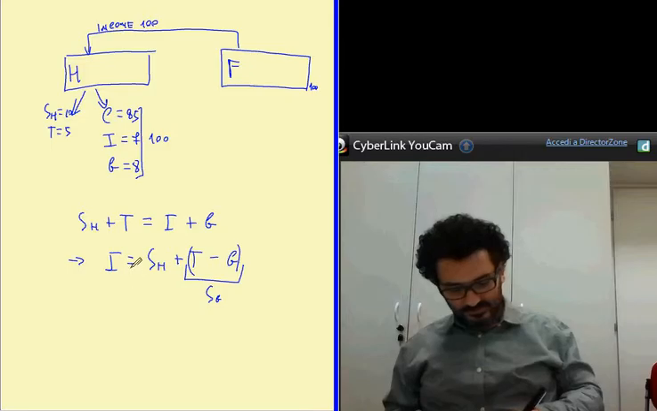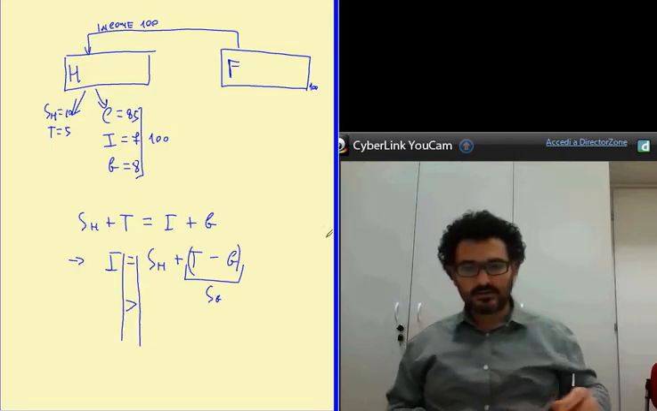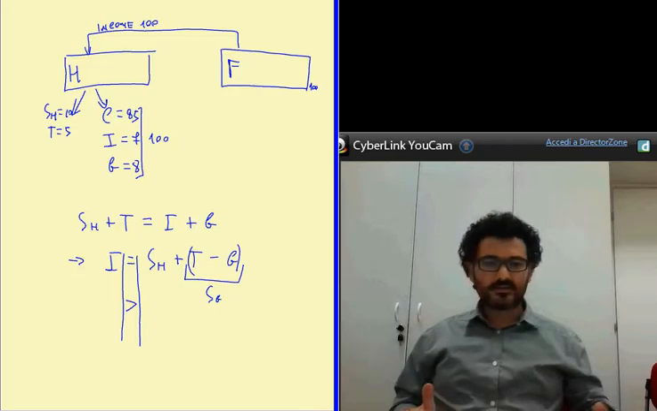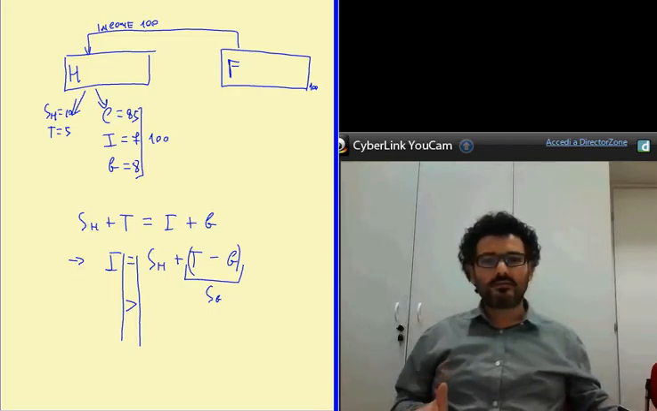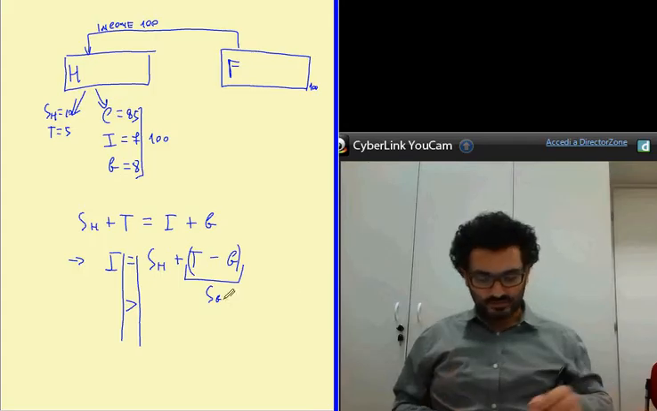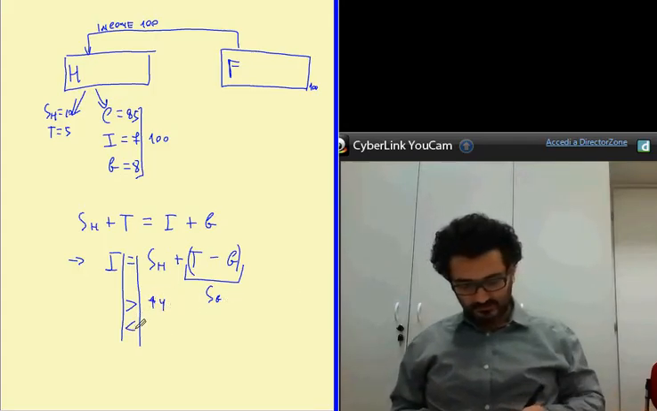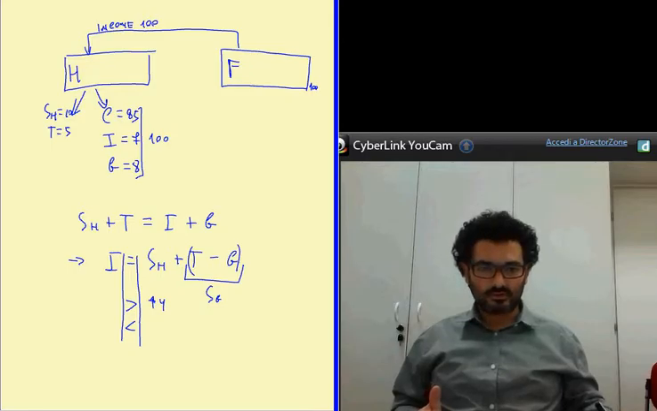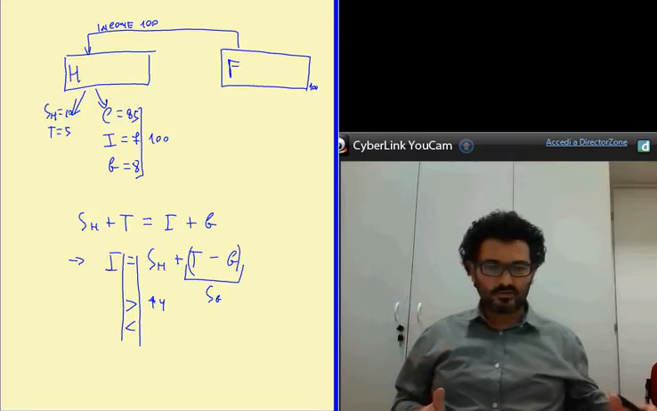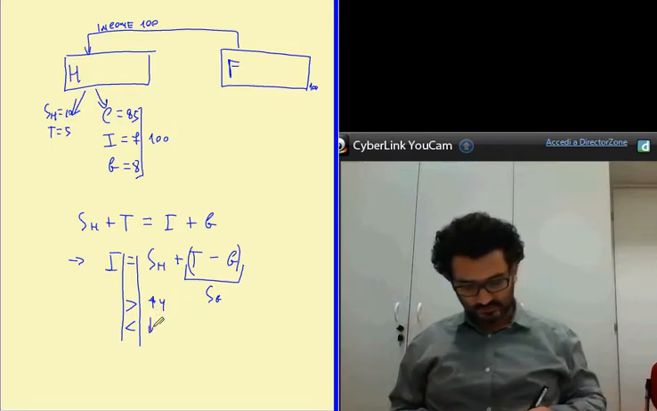Again, if this sign is greater, implying that investment is greater than total saving, household saving plus government saving, we have that in this case the GDP will grow forever. If the sign is negative, so if the investment is smaller than total saving, the GDP will decrease.